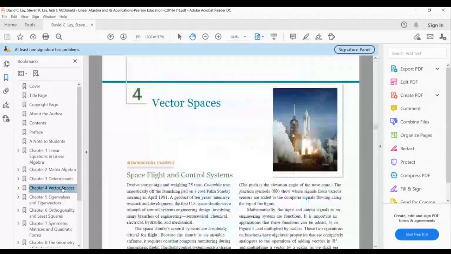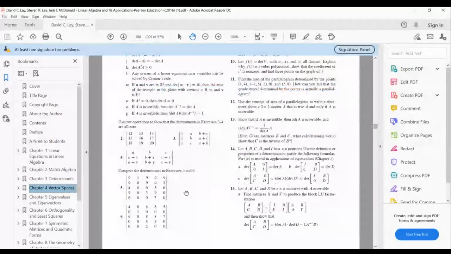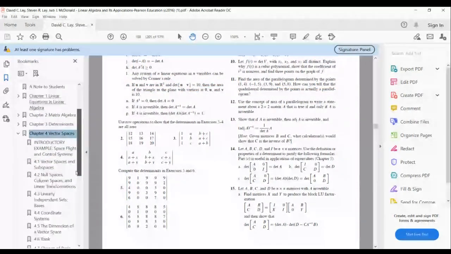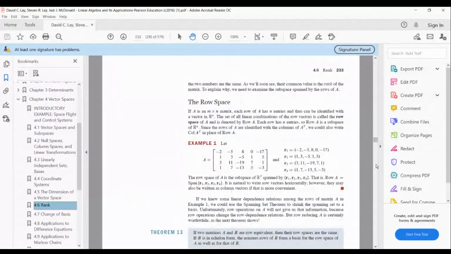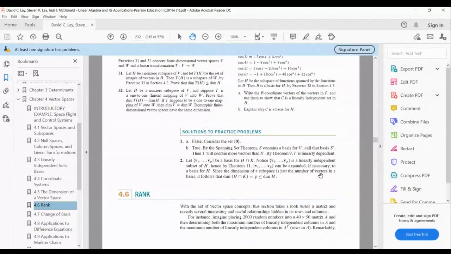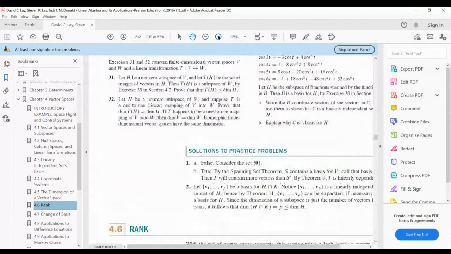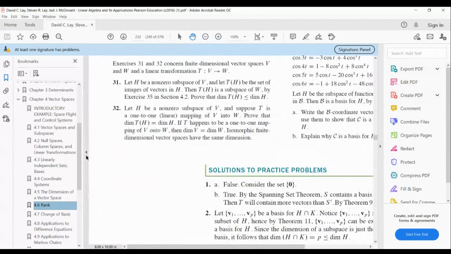So what I'd like to do is share the textbook. Let me bring that up here. I have a few examples I want to do with you. But first, I'd like to give you a little bit of a guided tour of section 4.6, Rank. Let me blow this up a little bit here.